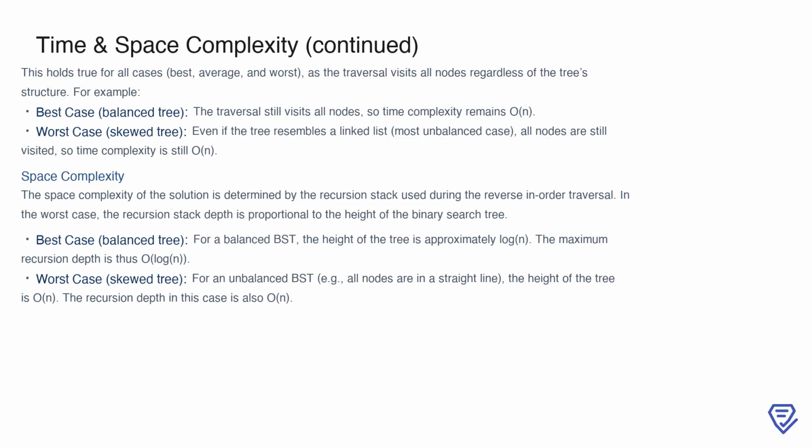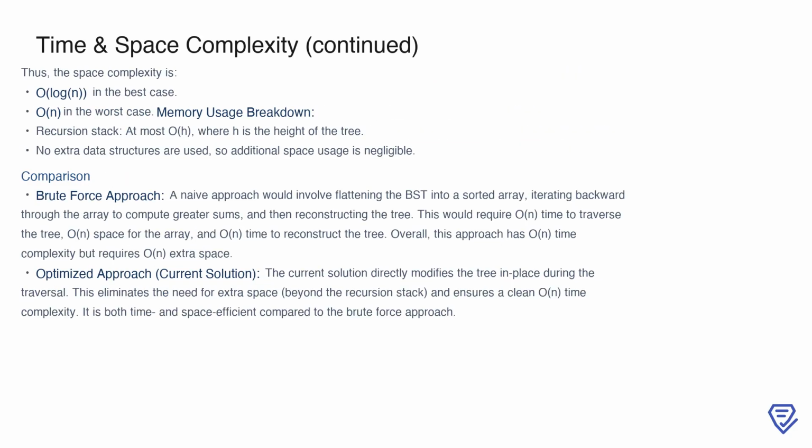Moving on to space complexity, it is primarily determined by the recursion stack used during the reverse in-order traversal. In a balanced binary search tree, the height of the tree is approximately log n, making the recursion depth log n. Conversely, in a skewed or unbalanced tree, the height becomes O(n), and so does the recursion depth. Combining these observations, the space complexity is O(log n) in the best case and O(n) in the worst case.